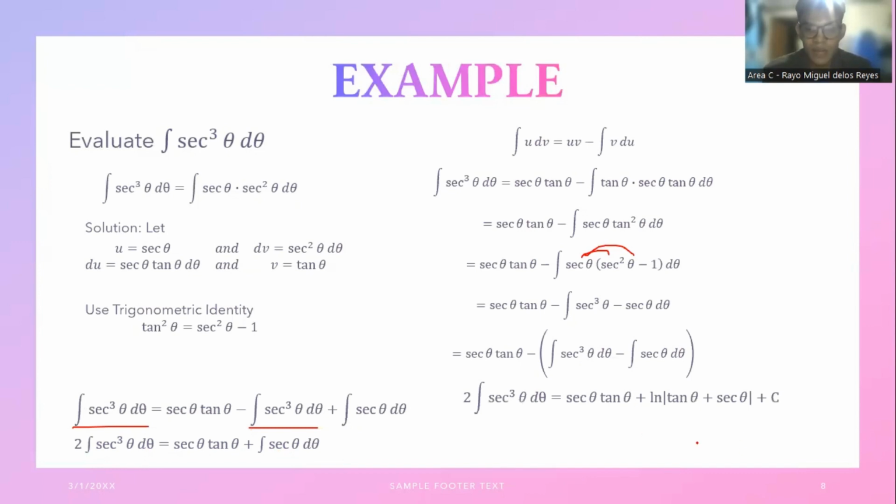So, ito na yung lalabas. So, yung integral of secant theta d theta is the natural log of tangent theta plus secant theta. And then, ayan. So, ito, i-divide both sides by 2. So, the answer is the integral of secant cube theta d theta equals 1/2 secant theta tangent theta plus 1/2 times ln of tangent theta plus secant theta plus c.